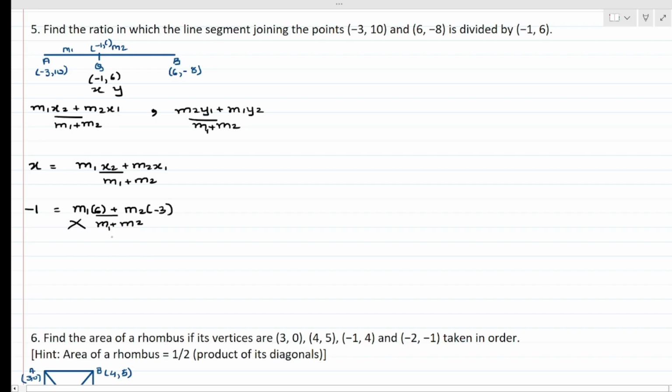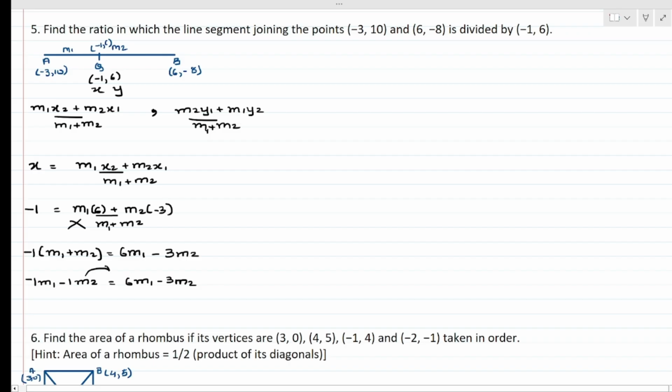Now cross multiply them. That means your minus 1 is getting multiplied by M1 plus M2, and on this side, your 6 is getting multiplied by M1. That means it becomes 6M1 plus minus minus, and this becomes minus 3M2. Now multiply this. You will get minus 1M1 minus 1M2 equal to 6M1 minus 3M2.